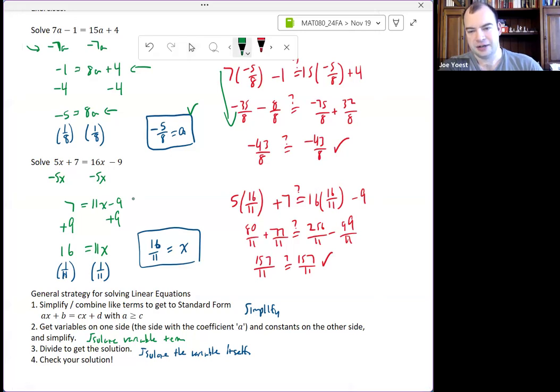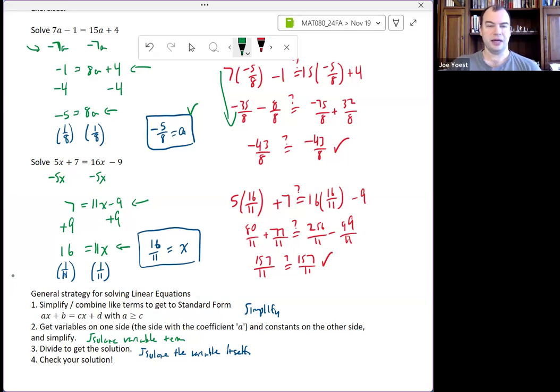And at this point, I have my variable terms together. I only see my variable occurring once in the equation, in the 11x term. Now I isolate my variable term. I have 11x minus 9. So I add 9 to both sides. Minus 9 plus 9 gives me 0. My right side is just 11x. And my left side, 7 plus 9 is 16. I've now fully isolated my variable term. The 11x is by itself, and everything else is on the other side.